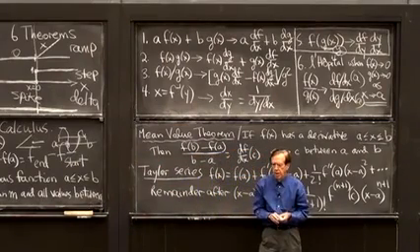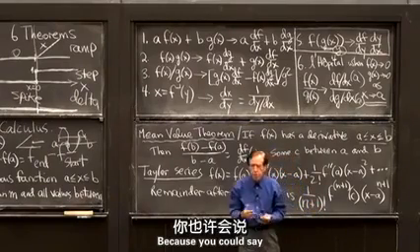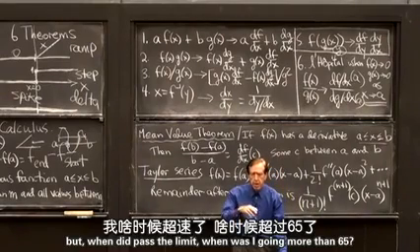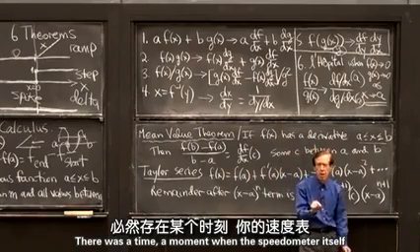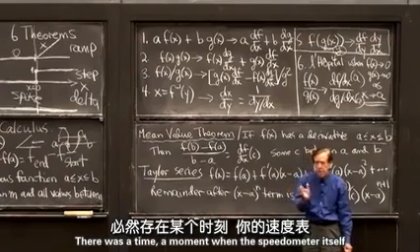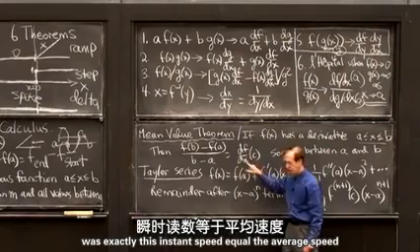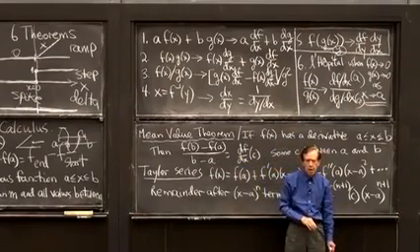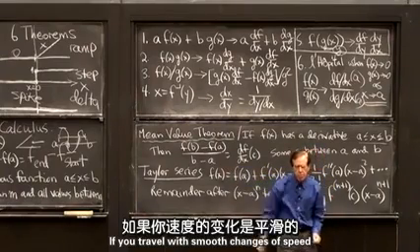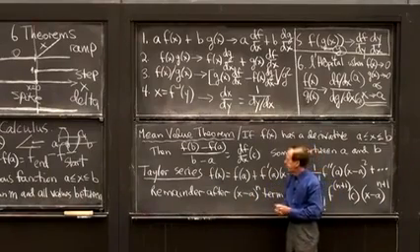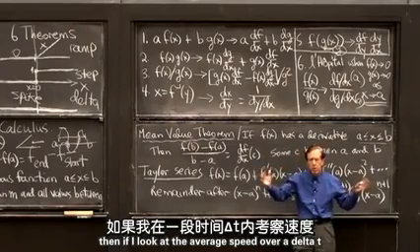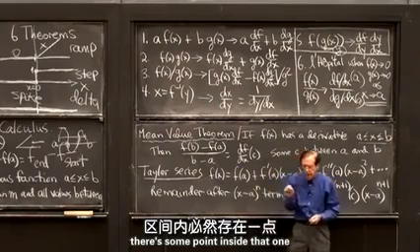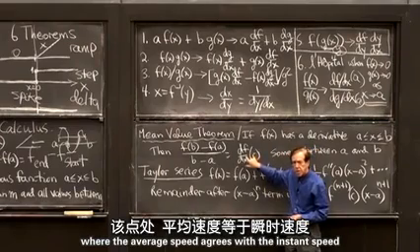Well, the mean value theorem catches you. Because you could say, well, but when did I pass the limit? When was I going more than 65? And the mean value theorem says there was a moment when the speedometer itself showed an instant speed equal to the average speed. Shall I say that again? If you travel with smooth changes of speed, no jumps in speed, then if I look at the average speed over a delta t, there's some point inside that one where the average speed agrees with the instant speed.